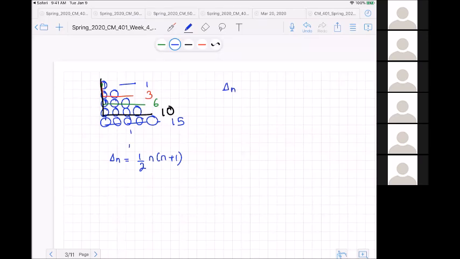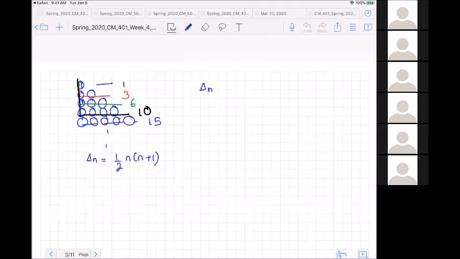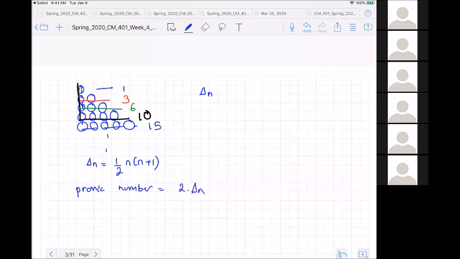From here, we can also say that twice the triangular number is called, maybe you guys have heard of it, I don't know, the pronic number, okay? So the pronic number is twice the triangular number, and therefore it is n times n plus 1. So basically, the product of 2 consecutive integers, right? That's what we call it, okay? Makes sense.